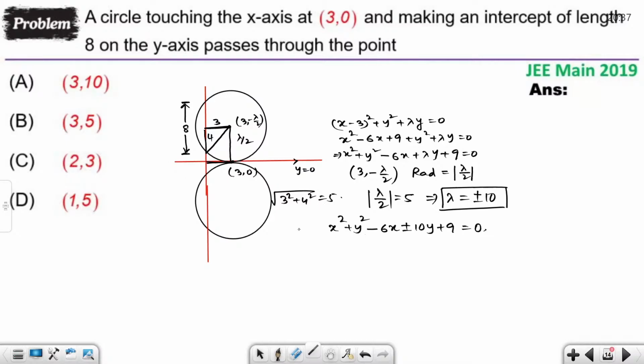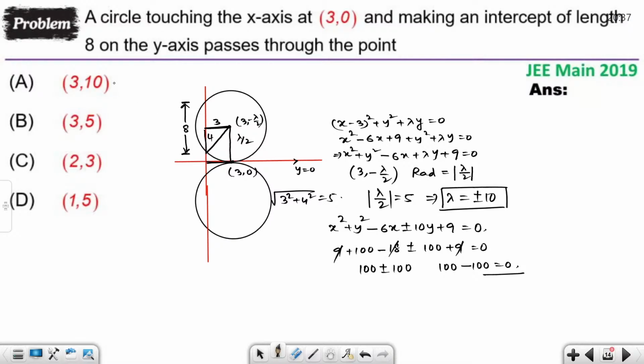Now we have to check which point is going to satisfy either of these circles. If I put 3, 10, we are getting 9, 100, 18 plus minus 100 plus 9. So we can easily see that if we take lambda equals minus 10, we are getting 9, 9, and this goes off. So it is 100 plus minus 100, right? When this is 100 minus 100, it is going to satisfy.